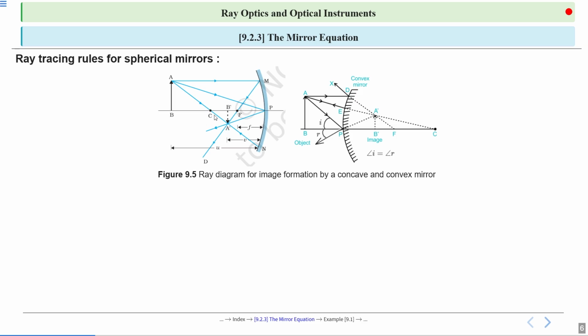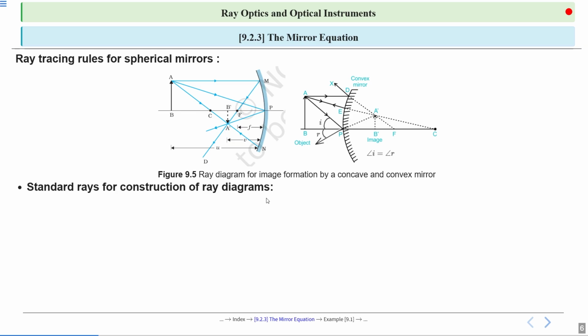That means it is falling normally because it is passing through the center of curvature. Normal also passes through the center of curvature at any point. So it is coming at angle of incidence 0. So it will retrace its path at angle of reflection 0. So it will retrace its path exactly. Okay, that's why a ray passing through the center of curvature, or a ray coming directly towards the center of curvature in the case of convex mirror, retraces its path.